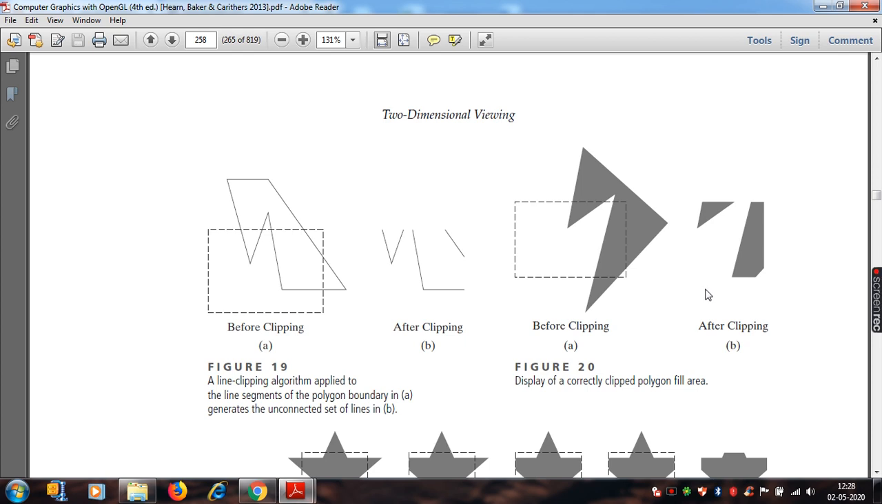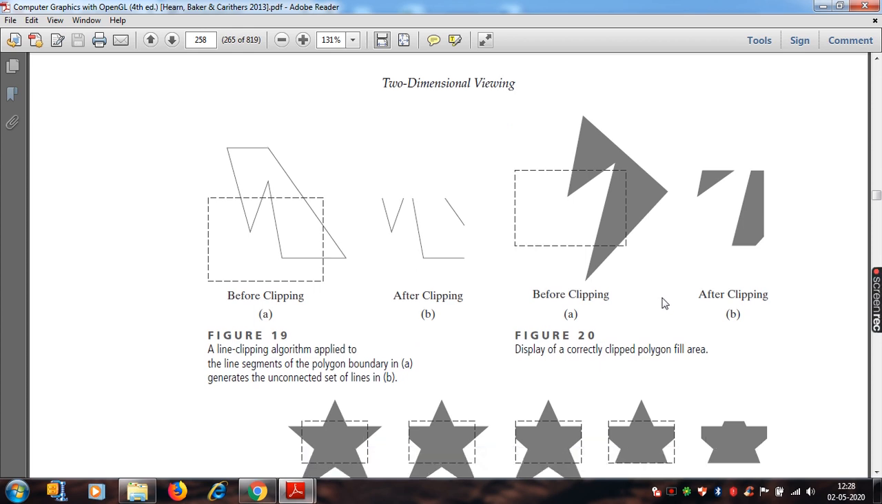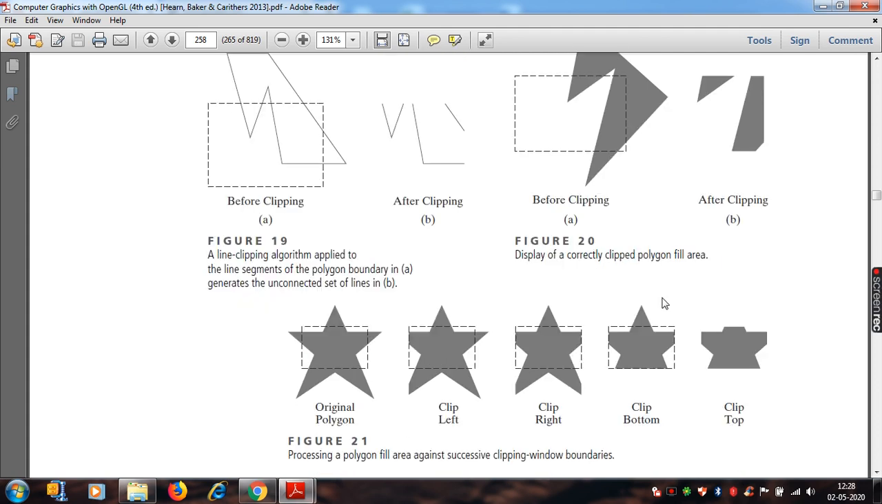So how can it be done? We'll see that. Now you know that in the Cohen-Sutherland line clipping algorithm, we try to find out the intersections of a line with respect to 4 different edges of a clip window, that is left, right, top and bottom. Those are the 4 different edges of a window which we used to consider.